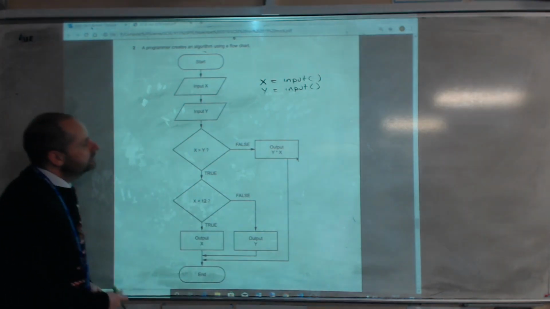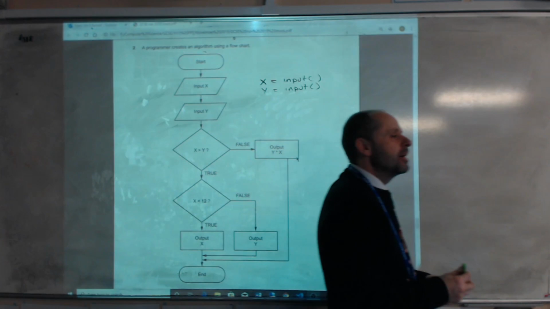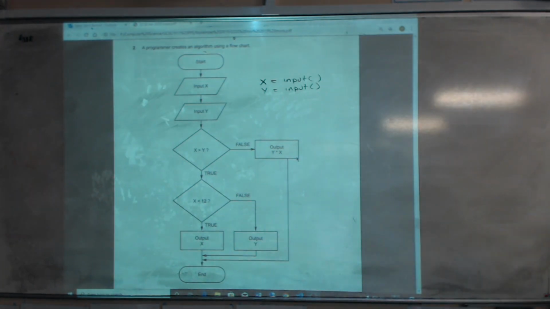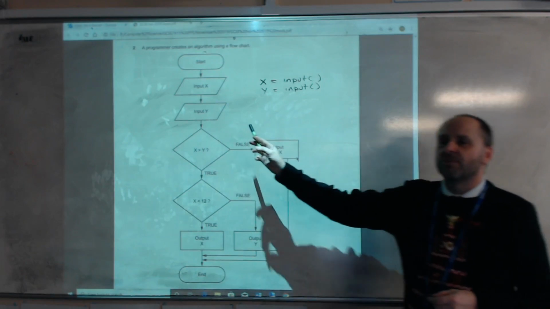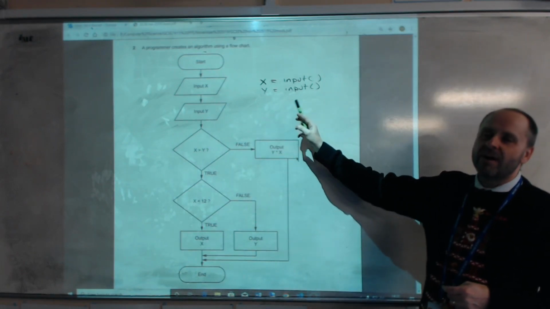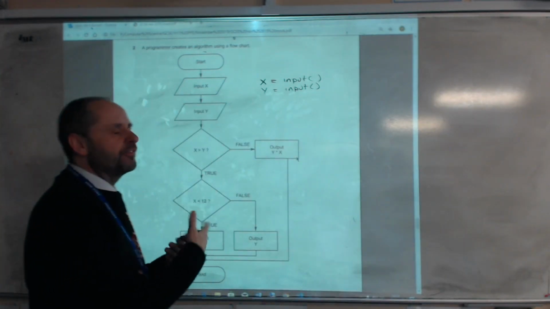Okay? Whenever you're doing input, that is marks. Marks got thrown away by some people for that because they just put input X. We don't write that in pseudocode. You can write it on a flowchart because you're saying where the input's going, but that's not how we write pseudocode. And then the rest of it is just following it through.